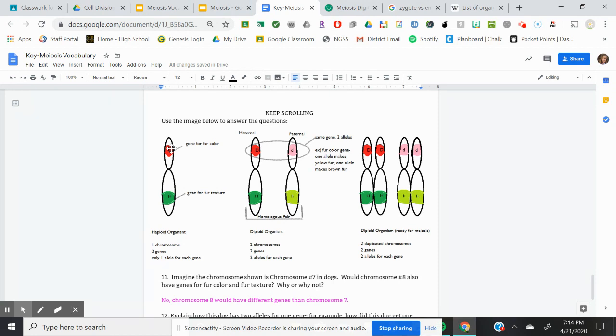So all of the chromosomes in a dog contain a unique gene, but every chromosome 7 in every dog is going to have these two genes. They might have different alleles, different versions of that gene, right? The gene for fur texture, this one might be curly, this one might be straight, but it's still the gene for fur texture, just different alleles, okay?